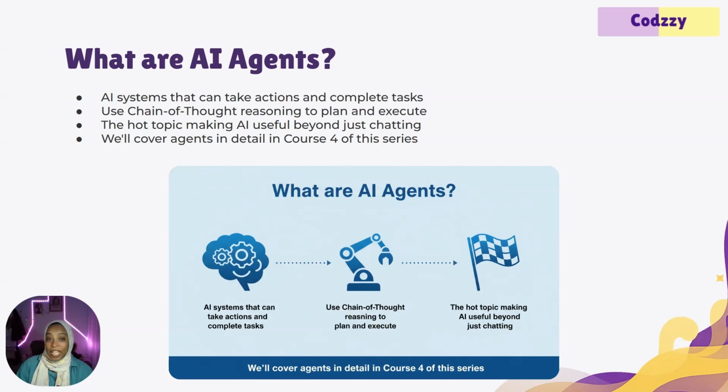Let's touch a bit on AI agents. Agents are AI systems that can actually take actions and complete real tasks, not just chat. They often use chain of thought reasoning internally to plan what to do and execute step by step. Agents are the current hot topic in AI because they're what makes AI truly useful beyond just conversation. We'll dive deeper into building AI agents in course 4 of the series, but understanding COT is foundational for that.